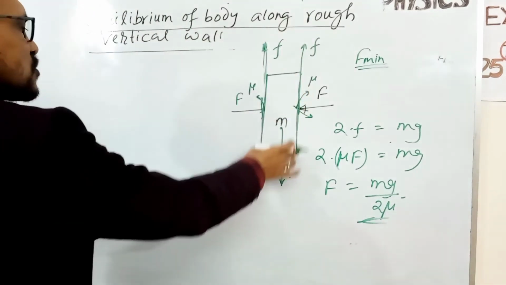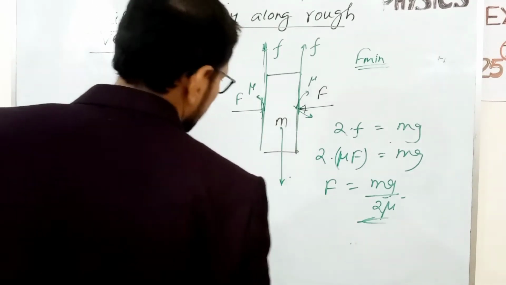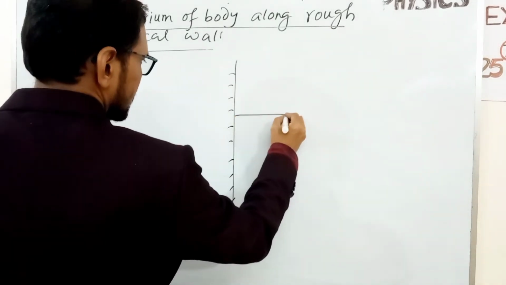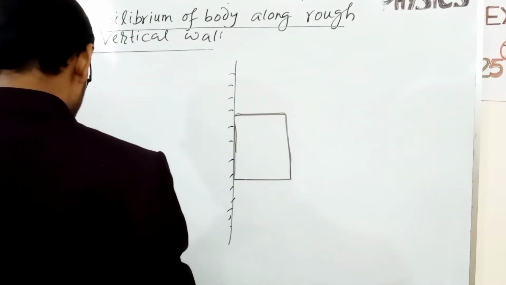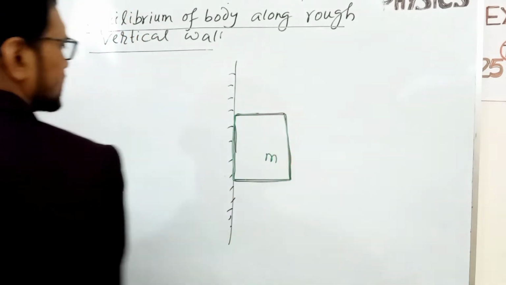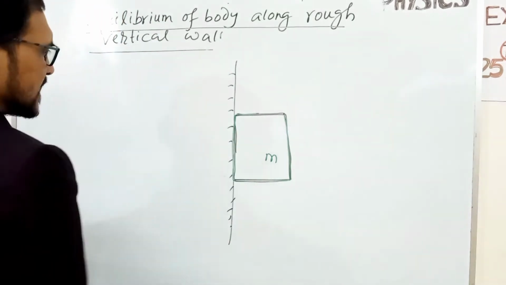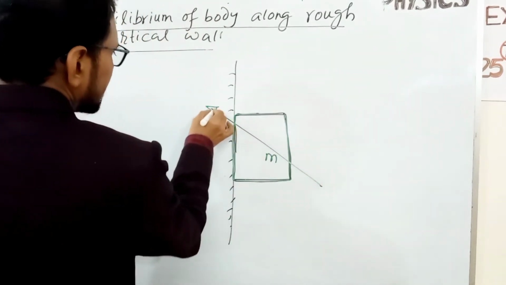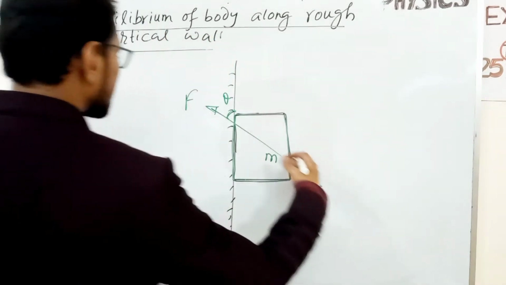That is, here two surfaces are present, so two frictions act along the vertical direction, which prevents the weight of the body. Now next, a block of mass m is required to be held against a vertical wall by applying a force at an angle theta with the vertical. Suppose this angle is theta, and the force acts in this direction.